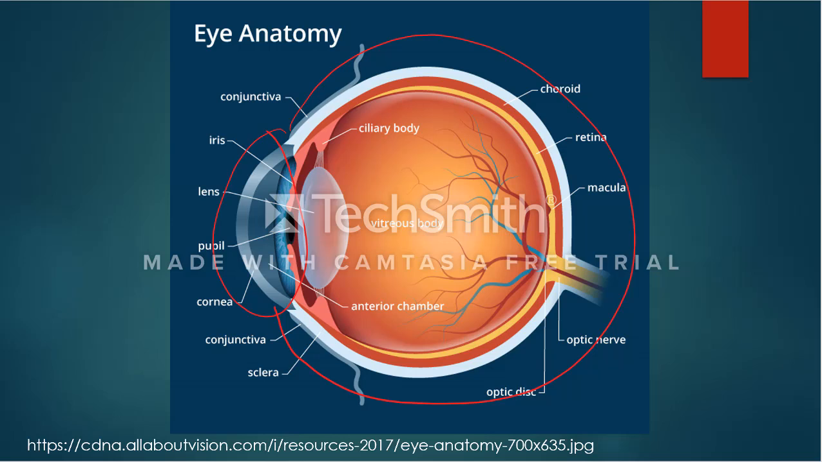And then finally we have the lens, and the lens is controlled by the ciliary bodies that can help focus an image back on the retina. So as I said earlier, the retina is responsible for actually turning light energy into chemical energy.